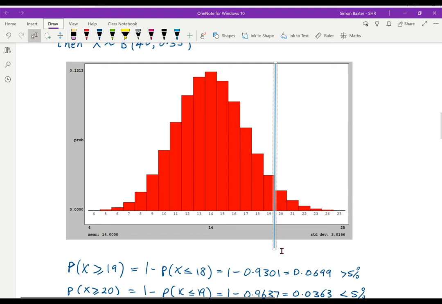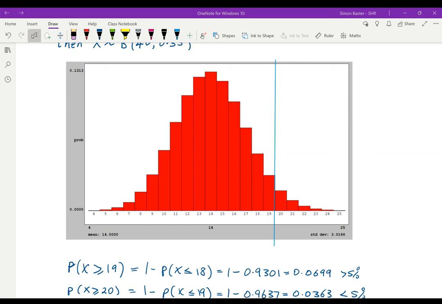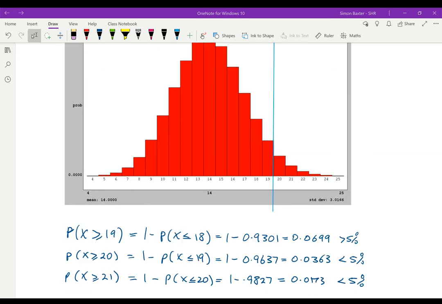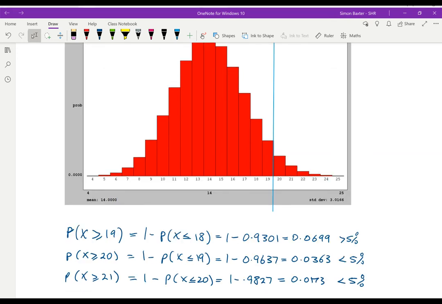If I put it there, then the probability is 3.63, still smaller than 5%, whereas if I move it up to there, my probability now is greater than 5%. And so we say that for 5%, we take 20 as what's called our critical value. I've summarized all that for you here.